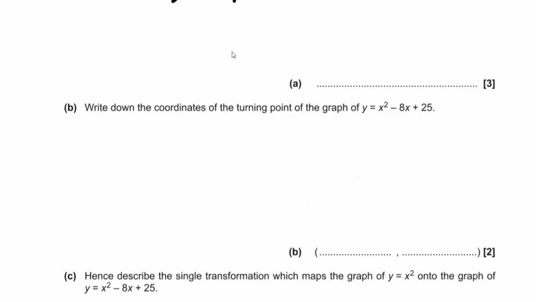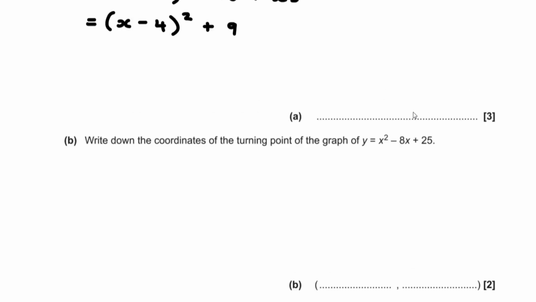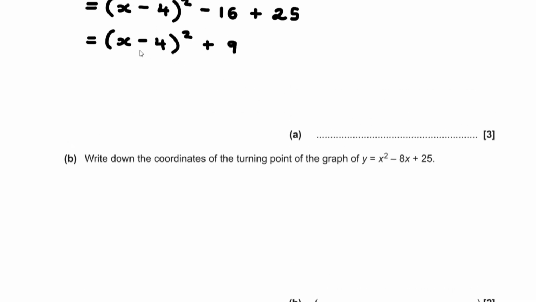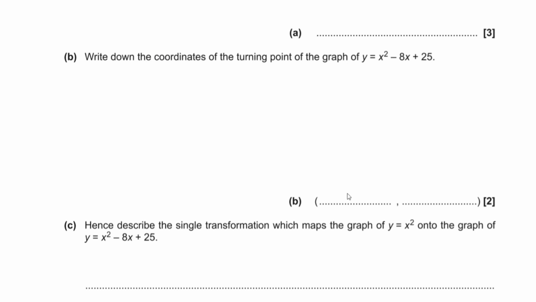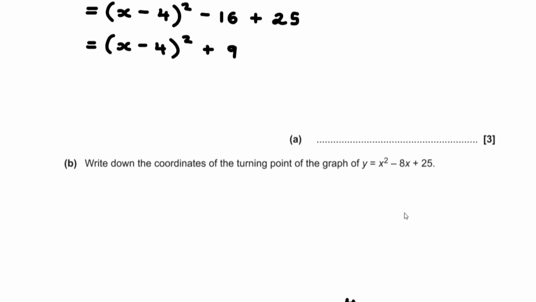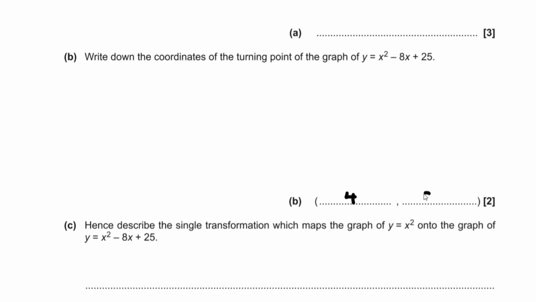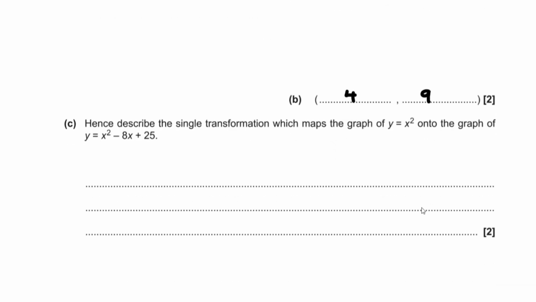Part B, write down the coordinates of the turning point of the graph of y equals x squared subtract 8x plus 25. Well, the x coordinate will be the opposite of -4, which is 4, and the y coordinate will simply be 9. Part C, hence describe the single transformation which maps the graph of y equals x squared onto the graph y equals x squared subtract 8x plus 25. Here we have a translation by vector 4, 9.